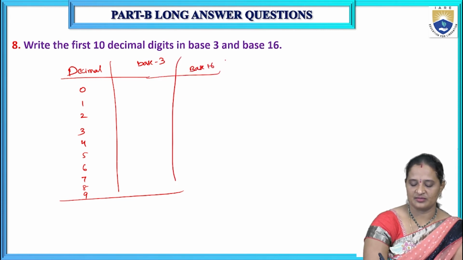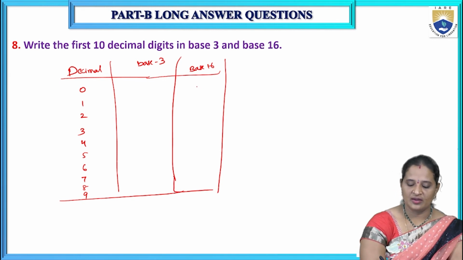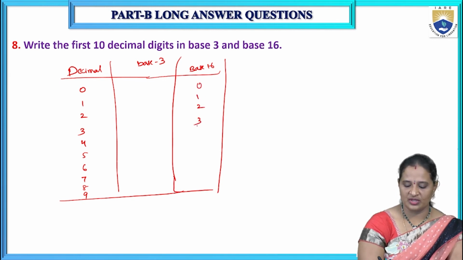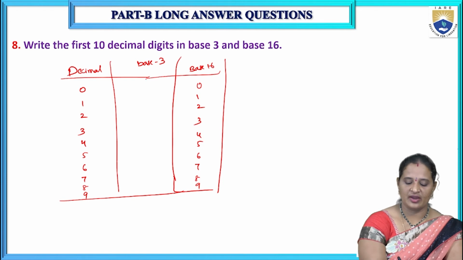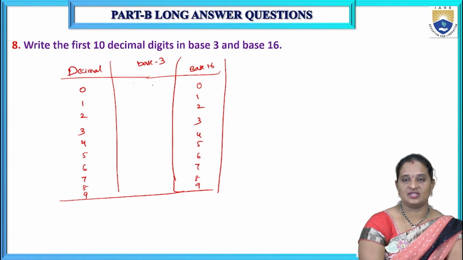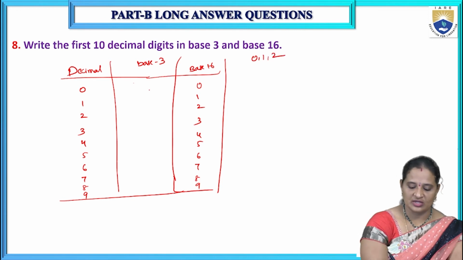Base 16, how can we represent this? So here 0, 1, 2, 3, 4, 5, 6, 7, 8, 9. Up to 9 we can represent like this. Whereas in base 3, what is the maximum symbols we can have? 0, 1, 2. Only these symbols can be used. So 0 can be represented as 0, 1, 2.